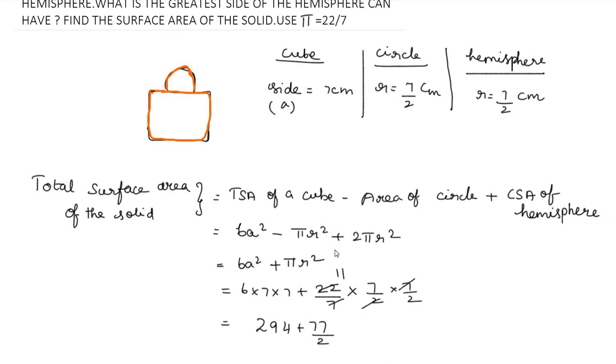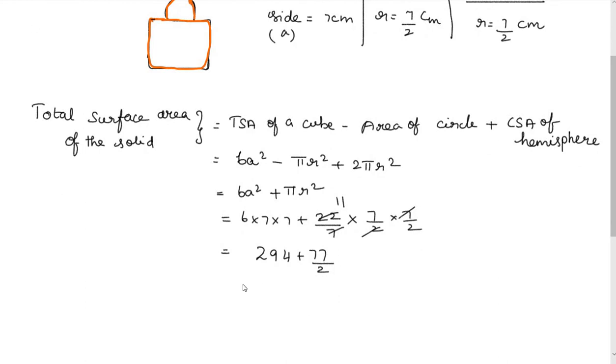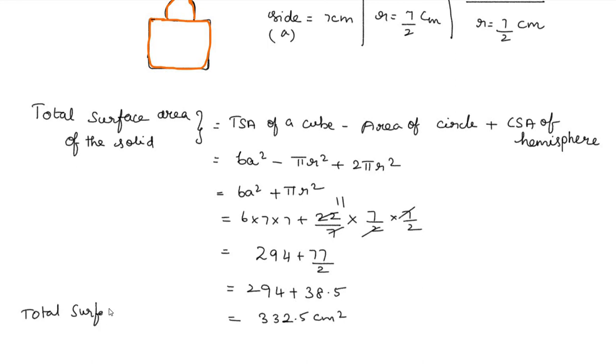So 294, and 77 by 2 when you divide, what will you get? 294 plus 38.5. When you add these two, you will get 332.5 centimeter square. So therefore the total surface area of the solid is equal to 332.5 centimeter square.